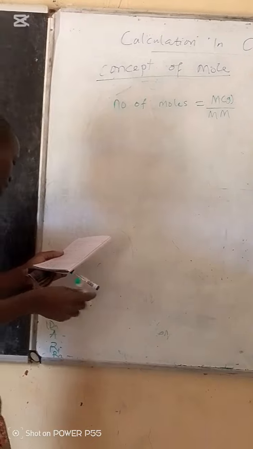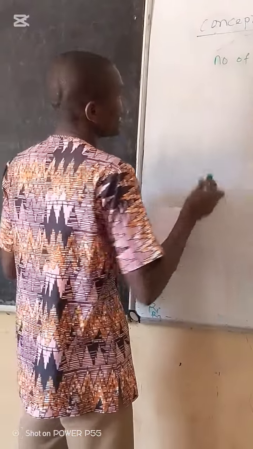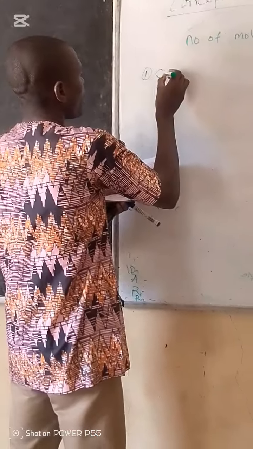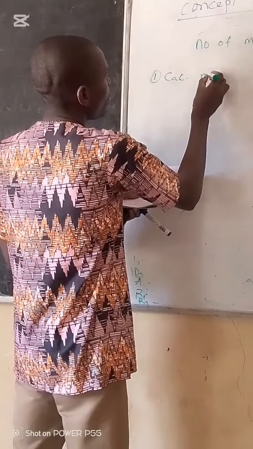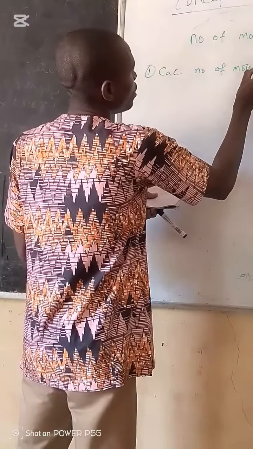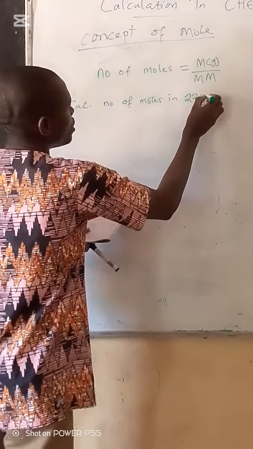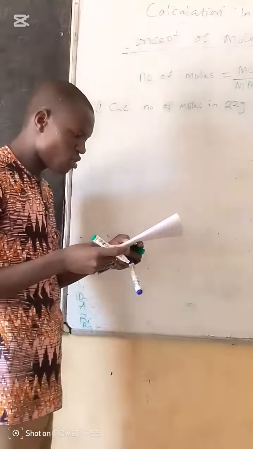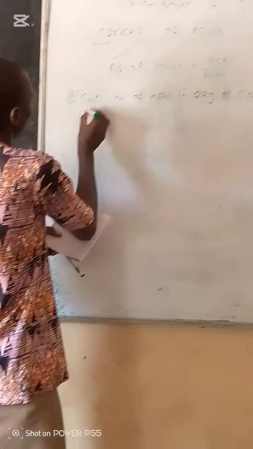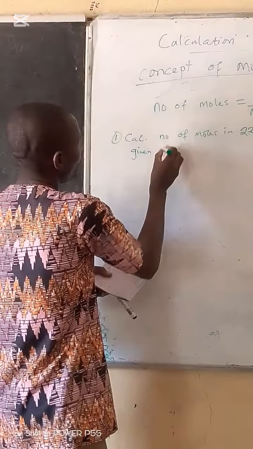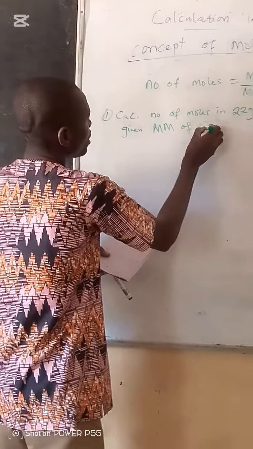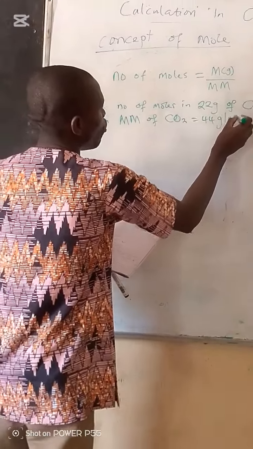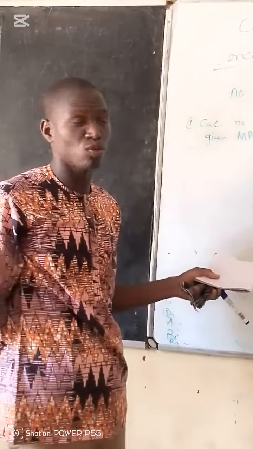Alright, so the first example: how many moles are there in 22 grams? Calculate the number of moles in 22 grams of carbon dioxide. Given the molecular mass of carbon dioxide is equal to 44 gram per mole. Very simple. Now look at this question.